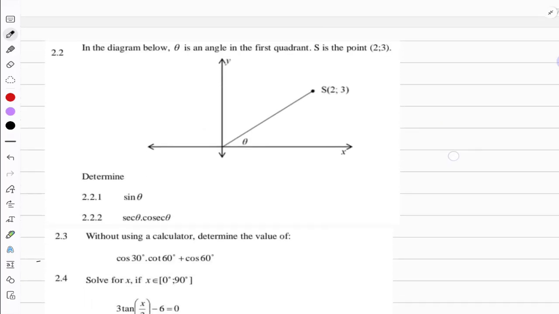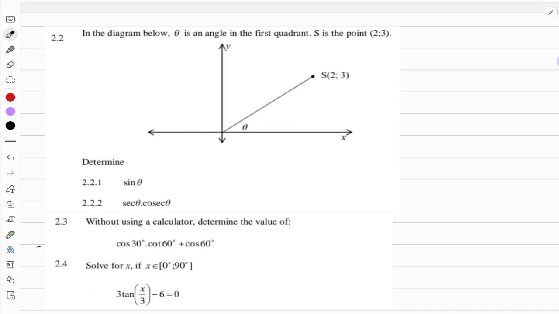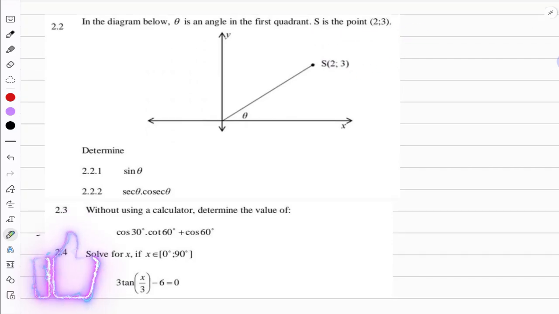So moving on to the next question, we're presented with a CAST diagram. It says in the diagram below, theta is the angle in the first quadrant. So we're given theta to be in the first quadrant. S is the point (2, 3). So we're given the coordinates of S. We're asked to determine sine theta, sec theta, and cosec theta, right? So you'll notice at this point, the coordinates help us locate where point S is.